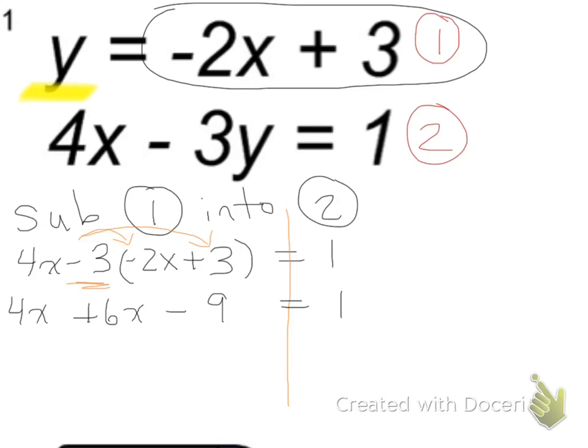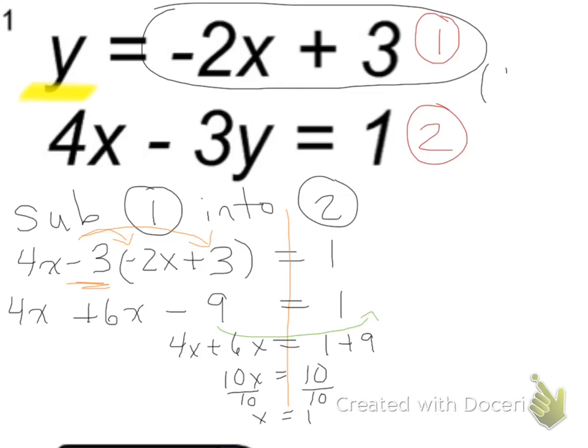Okay, now I'm looking to collect like terms, so I recognize that this negative 9 here should be moved to join the 1, and 4x plus 6x are already together. So 4x plus 6x, no moving. The 1 doesn't move, but the 9 moves, so it becomes positive. So now I have 10x equals 10. If I divide both sides by 10, I get x equals 1. So if you remember with the graphing method, the answer should be a point.